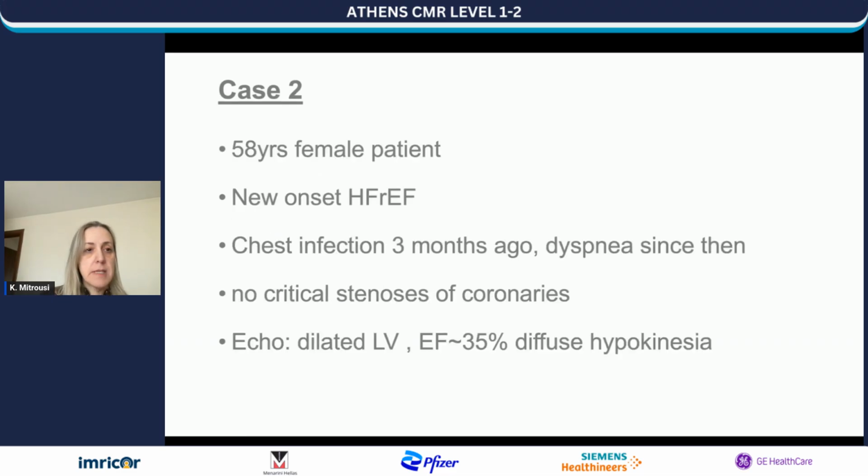The second case is about a 58-year-old female patient who was referred to our lab because of new onset heart failure with reduced ejection fraction. Patient had a chest infection 3 months ago, and since then shortness of breath, gradually getting worse. She went into an angiogram where no critical stenosis of coronary arteries was found, but her echocardiogram showed dilated LV with an ejection fraction of around 35% with diffuse hypokinesia.